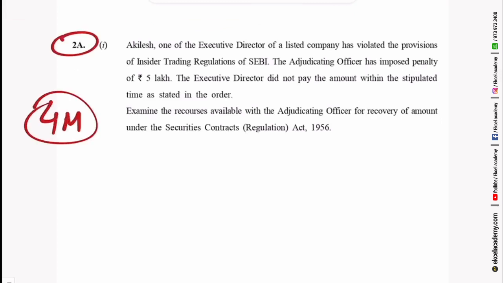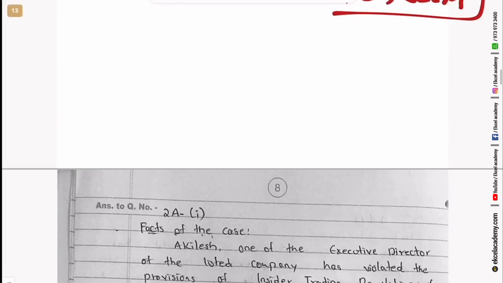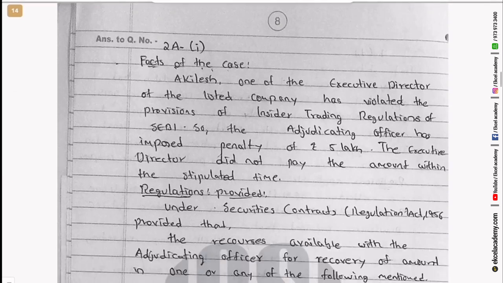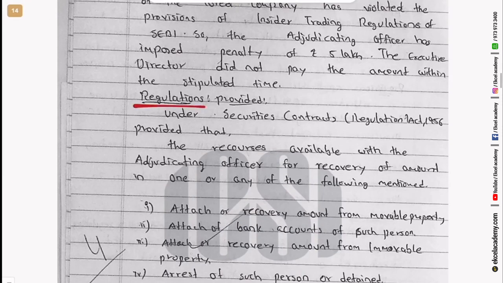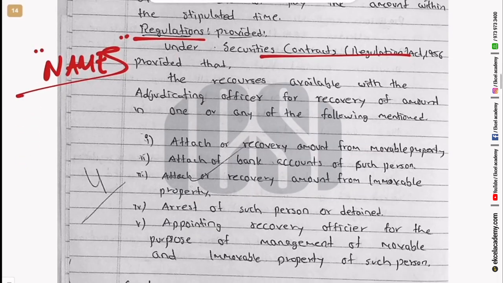In 4 marks questions, again they've given a case law. As you observe, SLCM and company law, they are going to give complete case laws because this is what you're going to face on a day-to-day basis. So again, if you see the facts of the case, regulations, he is remembering the exact names of the regulations. That is possible because he has studied for 5-6 months together.